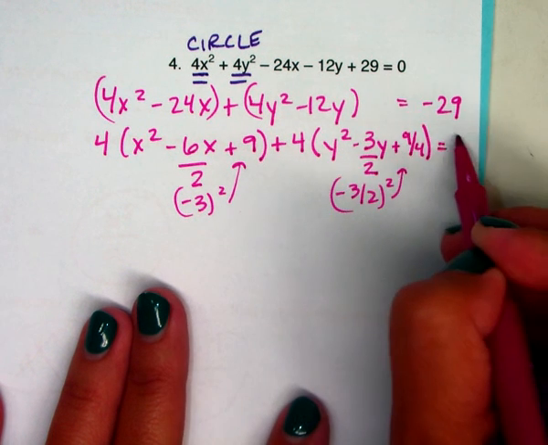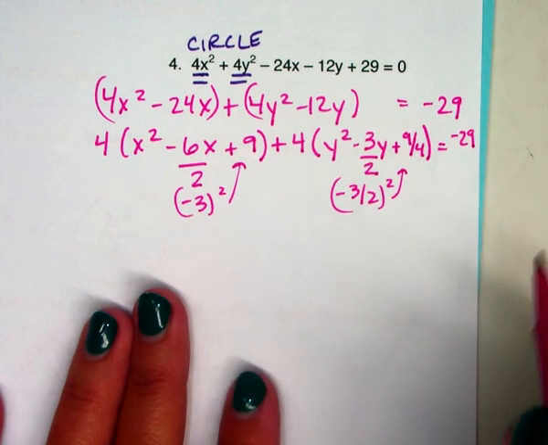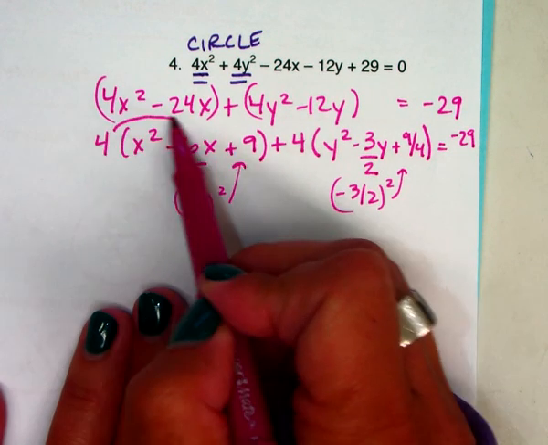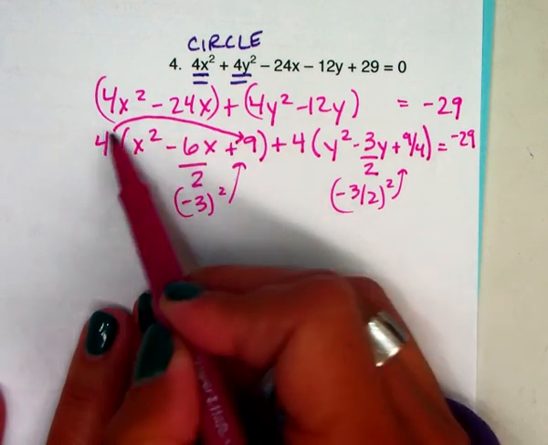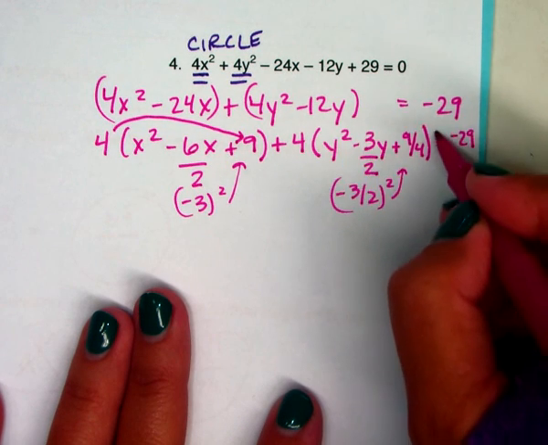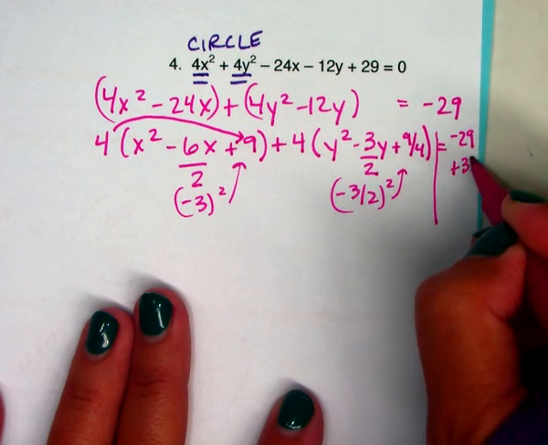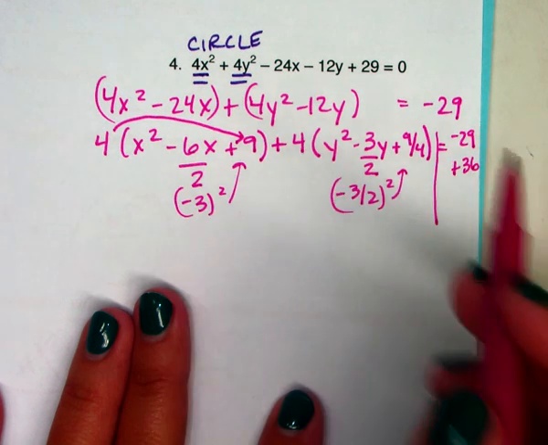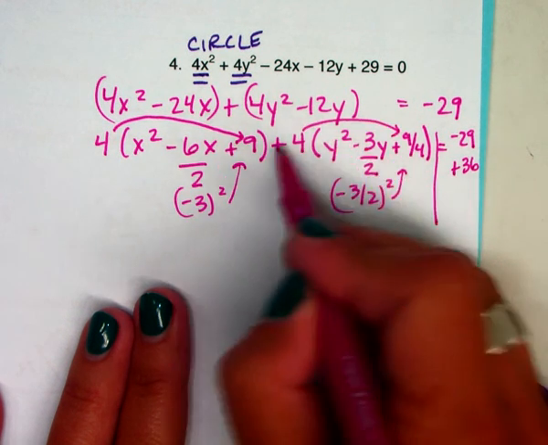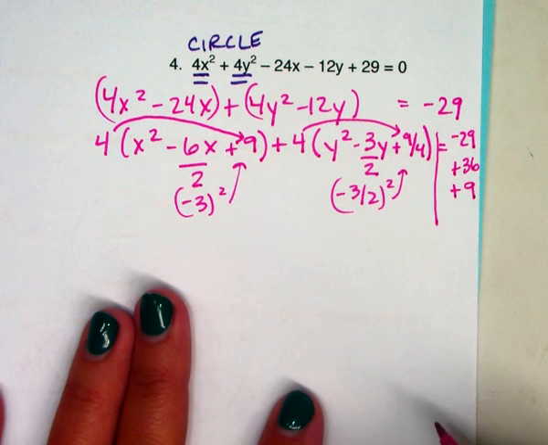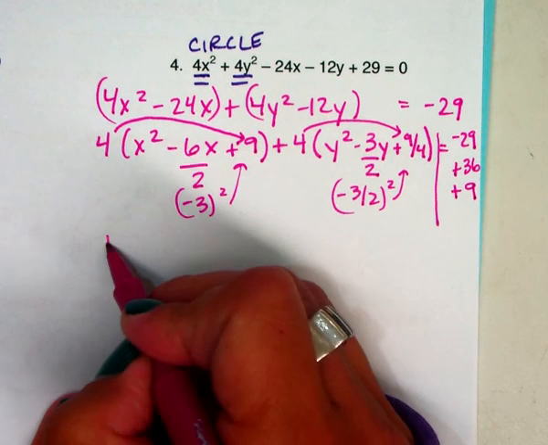All right, on the right, I have negative 29. But notice over here I added a 9. I didn't really add a 9 though. 4 times 9, I actually added a 36. So if I add it on the left, I have to add it on the right. So I added a 36 on the left, I have to add a 36 on the right. Same thing here. This is really 4 times 9/4, which is 9, so I really have to add that 9 on the right. Now I still have the 4 in front.